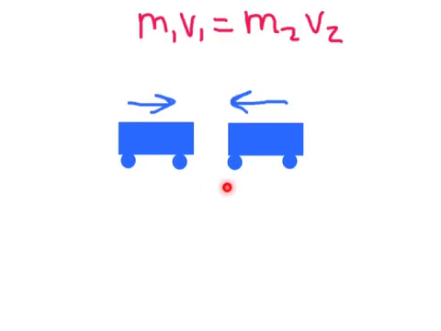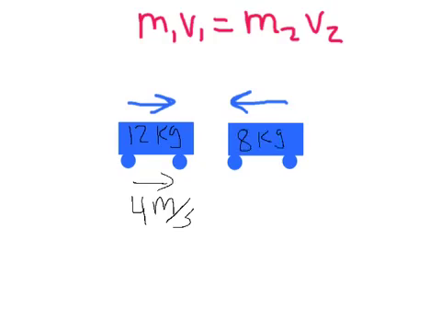So the total momentum of the system before the collision, before they're joined, is going to equal the total momentum after they're joined. So what we need to first do is figure out the total momentum of this system right here before they collide. Let's say that this object here has a mass of 12 kilograms and is traveling in this direction at a velocity of 4 meters per second. The other object has a mass of, let's make it 8 kilograms, traveling in the opposite direction at 10 meters per second.